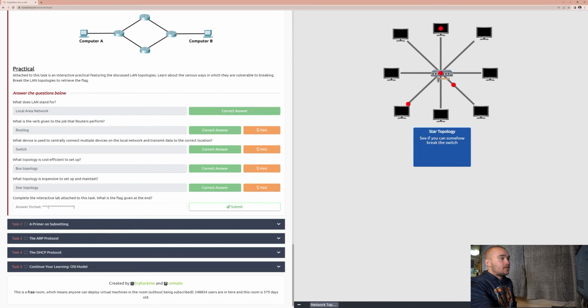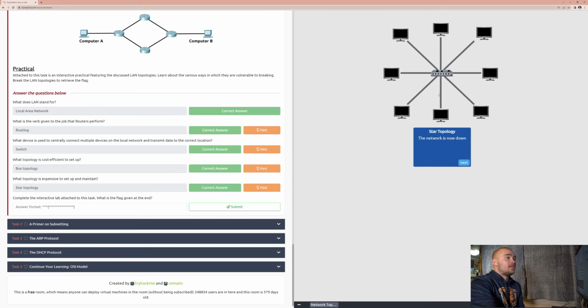See if you can somehow break the switch. So the only solution here is just to use a hammer and bust it open. But really quick, before we move on and get the flag, just looking at this, the reason that this is so efficient, because with all the other ones, they're all basically just connected using one cable. With this, the only way to break it is for something to go wrong with the switch, to physically break it.